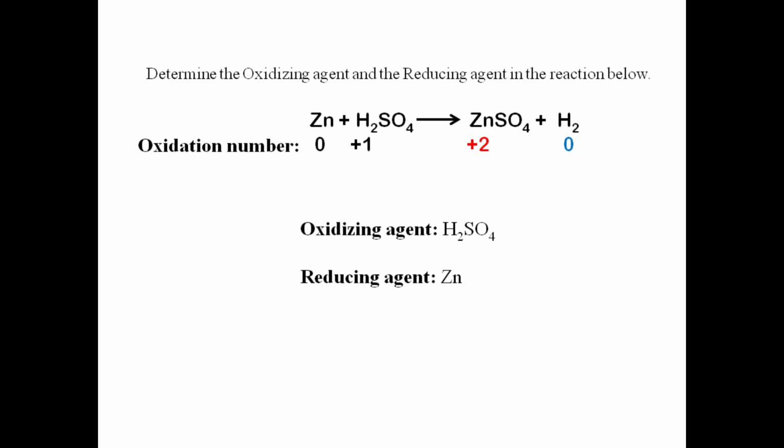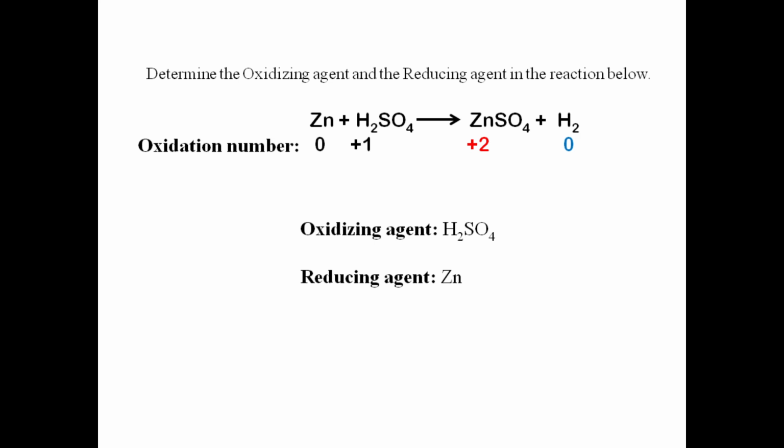So zinc is moving from 0 to +2. That is an increase in oxidation number. So zinc is being oxidized by the sulfuric acid. The hydrogen in sulfuric acid has an oxidation number of +1. And on the right hand side, where we have hydrogen gas, because hydrogen gas is a neutral molecule, it has an oxidation number of 0. So hydrogen is moving from +1 to 0. That is a decrease in oxidation number. So hydrogen is being reduced by the zinc.